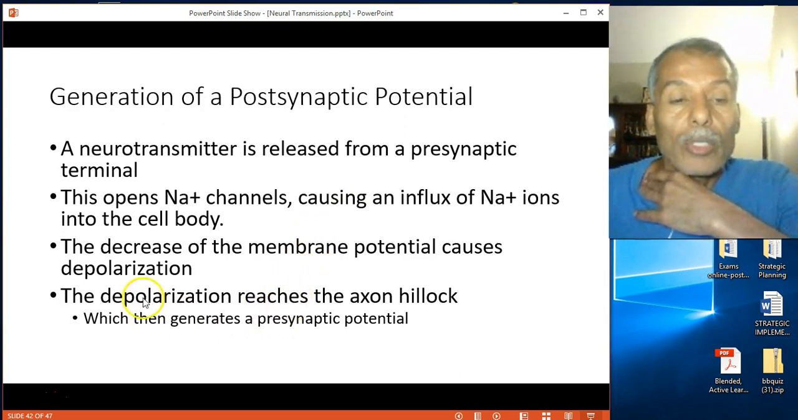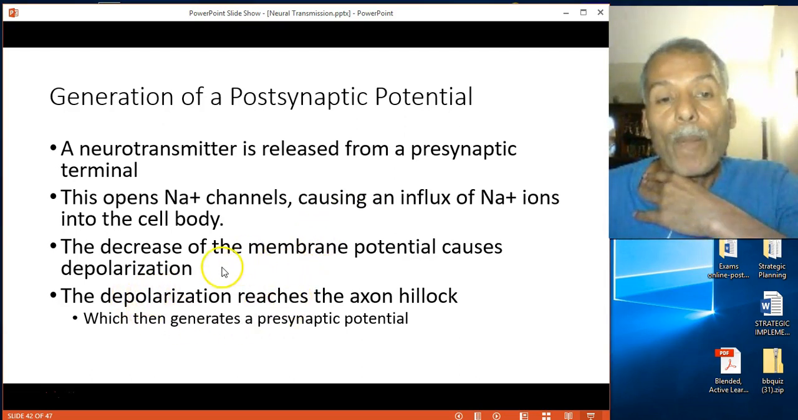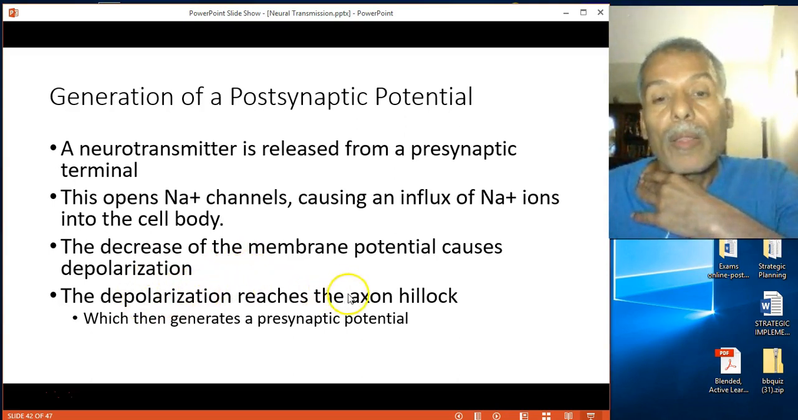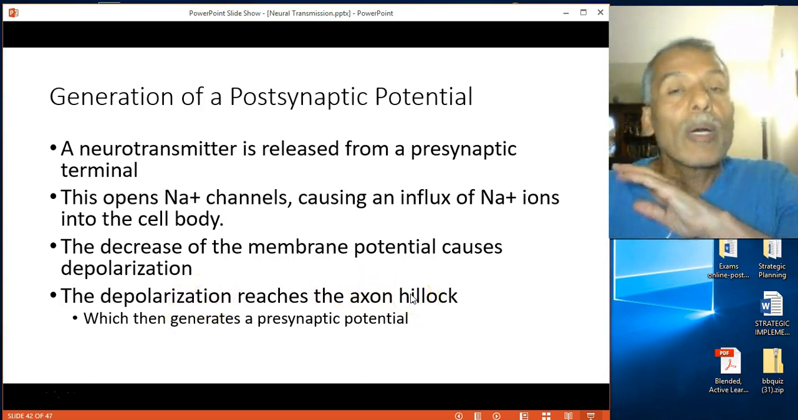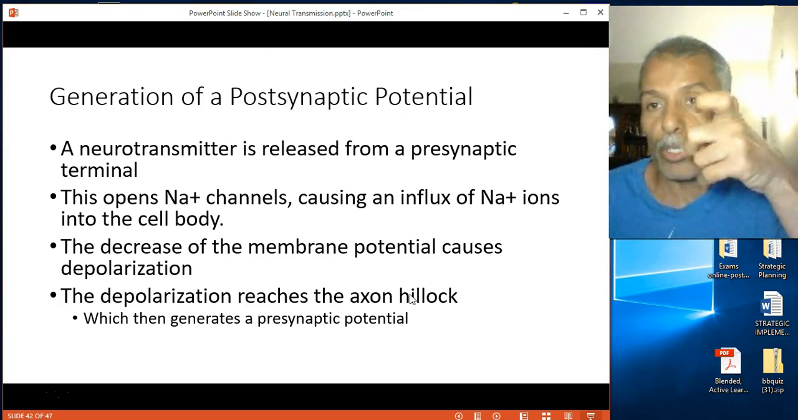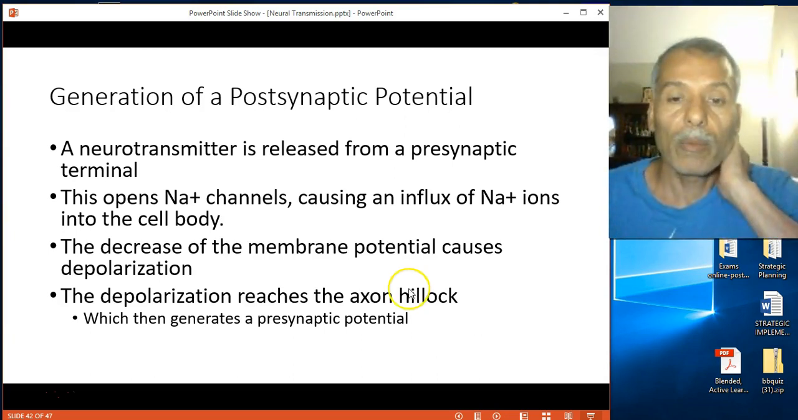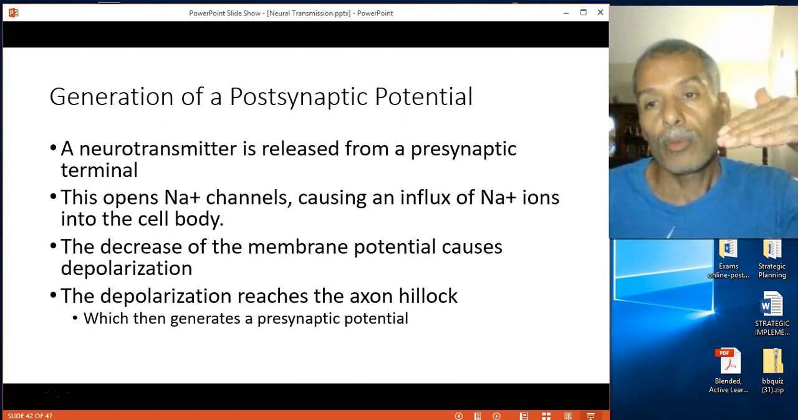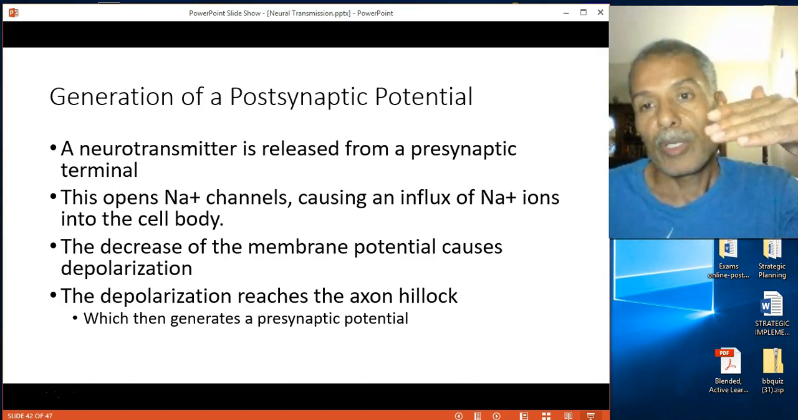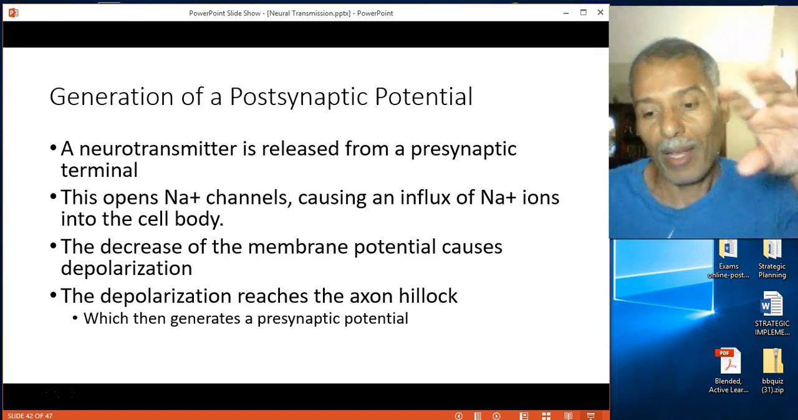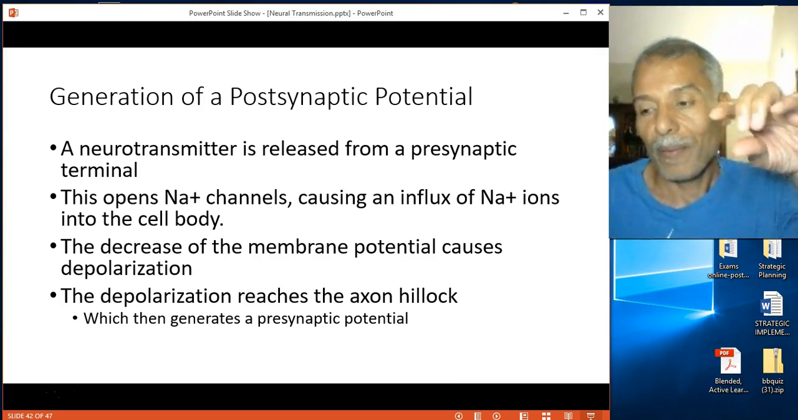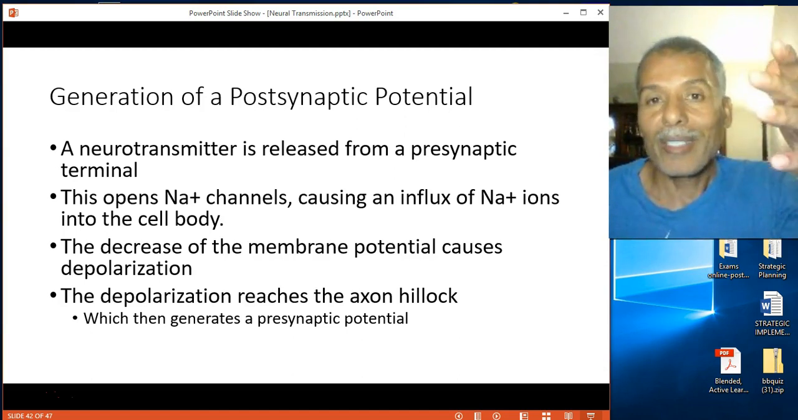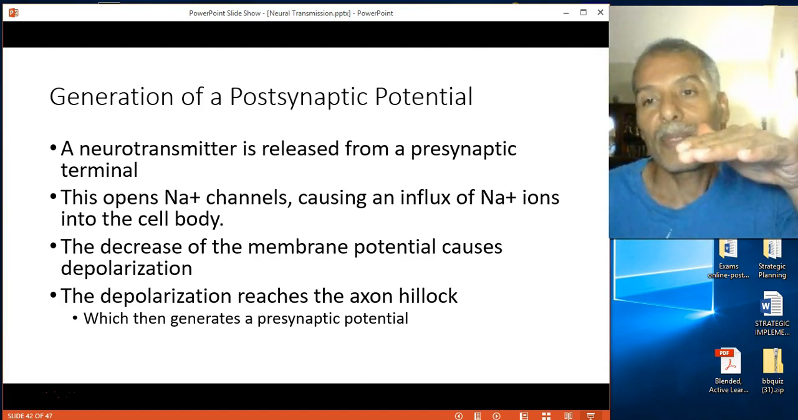So the depolarization of minus 55 millivolts reaches the axon hillock. And the axon hillock then, no matter what, pulls the trigger and the action potential is fired. And that is going to produce axon firing, which is basically another presynaptic signal.